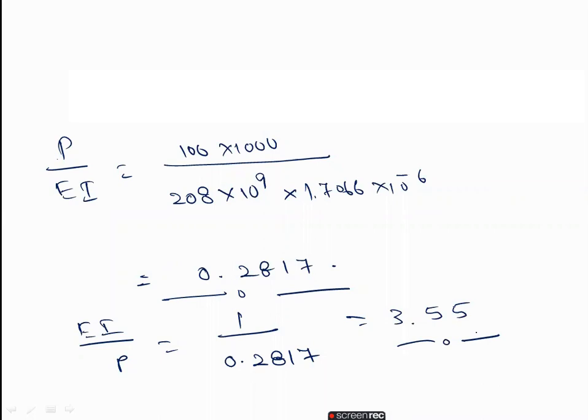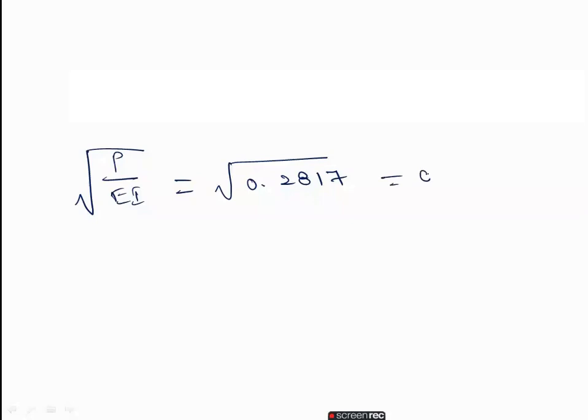So my dear students, we calculated P by EI as well as EI by P. Now the next step, we will calculate the square root of P by EI. That is nothing but the square root of 0.2817. The answer for this one you will get is 0.5307. Okay. The next step, we have to calculate L by 2 into square root of P by EI.